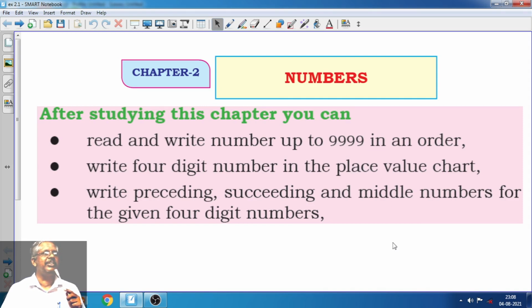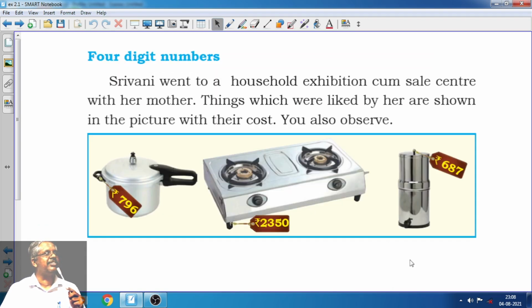9999 in an order. They will be able to write a 4-digit number in the place value chart. And one can understand to write preceding, succeeding and middle numbers for the given 4-digit numbers. Let us start the class by looking at these figures, 4-digit numbers.